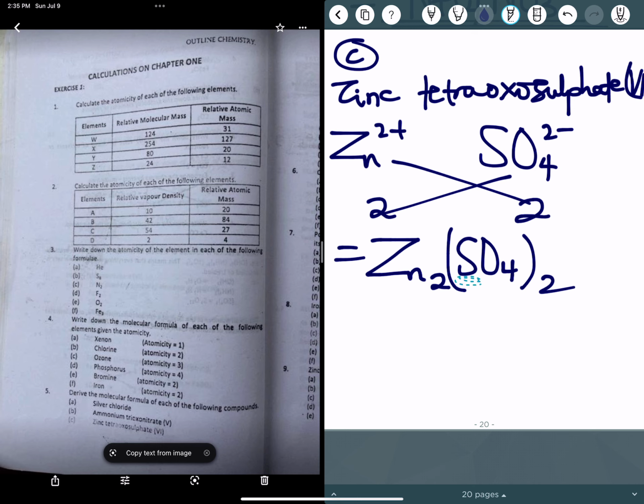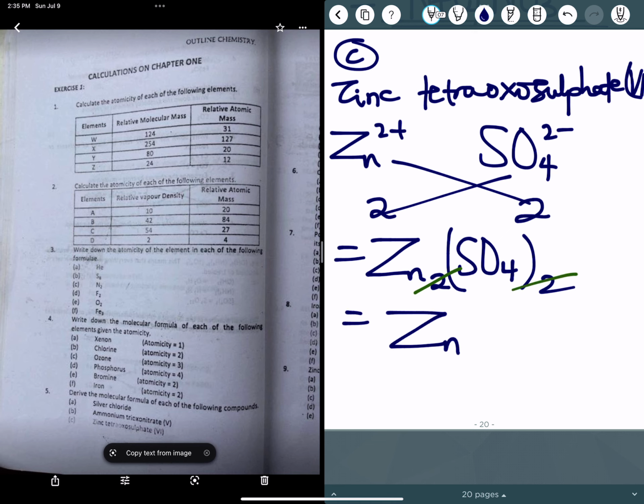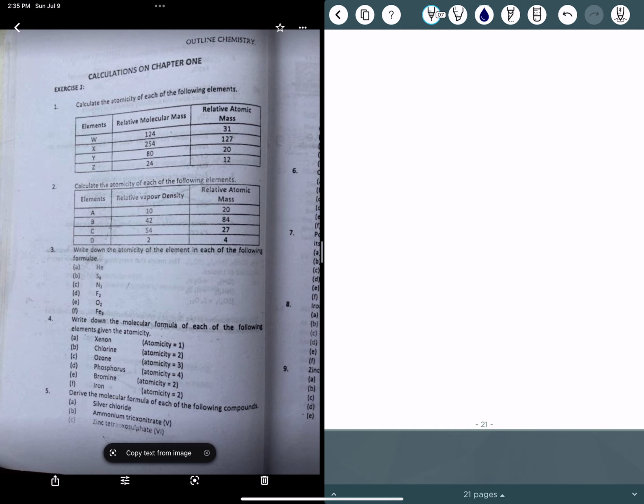This ion is made up of one sulfur atom and 4 oxygen atoms. So I'm to keep it in bracket because everything is multiplied by 2. So in order to show that the 2 is multiplying the whole anion, I will keep this SO4 in bracket. But because there are 2's appearing on both parts, I can remove the 2. In this particular compound, the 2's are removed, and I get ZnSO4. So my compound is ZnSO4. That's the molecular formula of zinc tetraoxosulfate 6. Let's go to D.